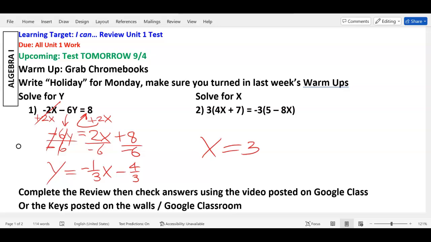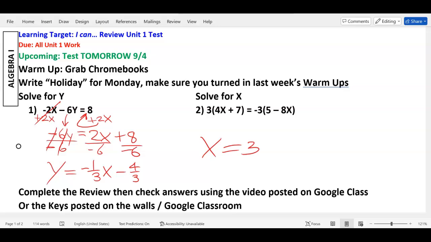So here's the deal. Like I promised, this review is really, really similar to your test tomorrow, okay? It's not the exact same, but it is very similar. So if you do this today and check your answers and they're all right, I bet you'll get 100 tomorrow, okay? So this is try before you try, right?